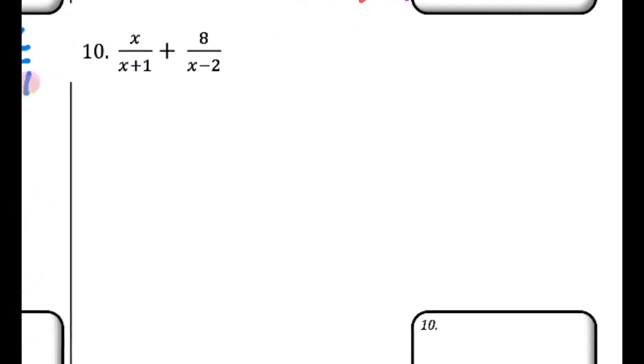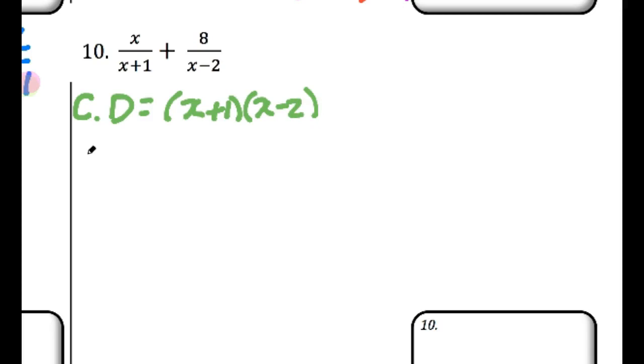All right, number 10 is when you start to see that the denominators are both different. So you have both different denominators. And again, the quickest way to get a common denominator is just to multiply the denominators. So that's what I'm going to do. x plus 1 times x minus 2. That's the common denominator. Okay?